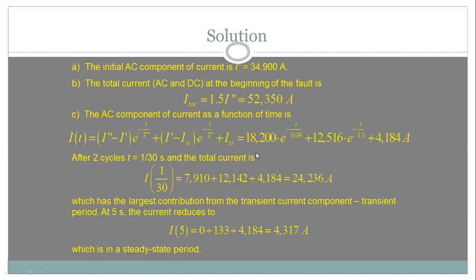Now after 2 cycles, this is a 60 hertz system, so after 2 cycles it's 2 by 60, that is 1 by 30. If we put in the values, with the time constants given in the question, we'll find the answer. And after 5 seconds, we have to put the small t value as 5. Then finally we'll get the last answer.